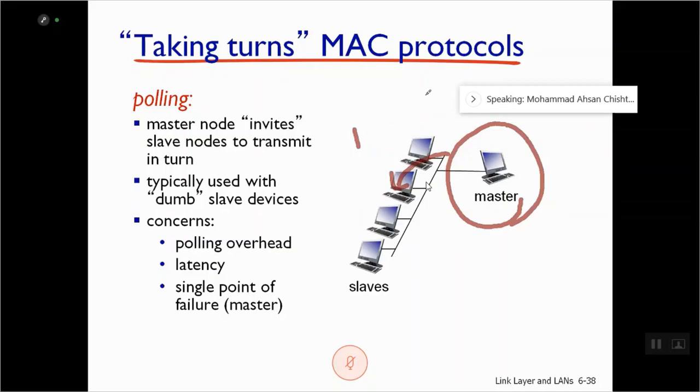Now, after this, node 3 has to send. Yes, it says I have to send, but I have to send 6 frames only. The master node gave a chance of sending 10 frames.